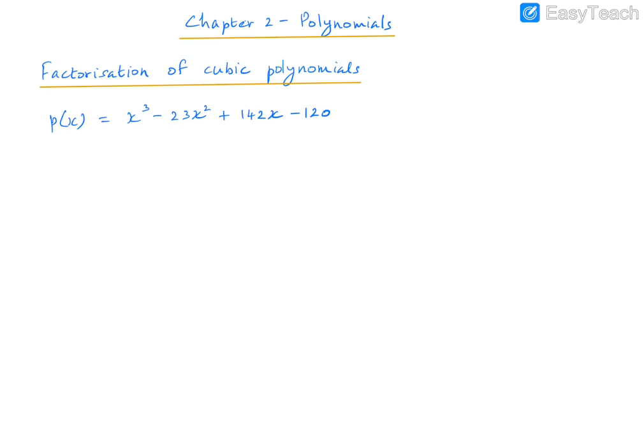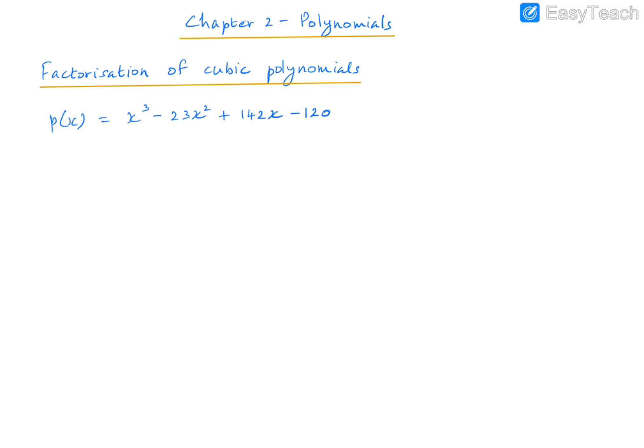And today we are going to look at how to factorize cubic polynomials. Cubic polynomials have a degree of 3. That means the highest power of the variable is 3. So it has a degree of 3, and a polynomial with degree 3 is called a cubic polynomial. So we will see today how to factorize a cubic polynomial.